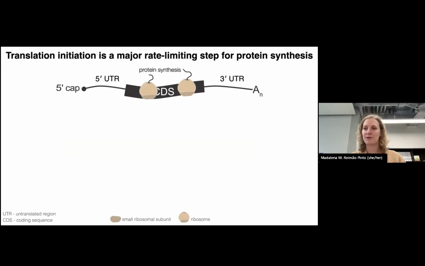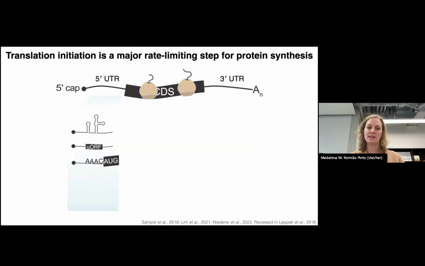If you look at translation from the perspective of an mRNA, there are several features that control translational output. But for translation to first start, the small ribosomal subunit must engage with the 5' cap and unidirectionally scan the 5' untranslated region, or UTR, until the ribosome engages with the first AUG for protein synthesis to take place. So initiation is a major rate-limiting step for protein synthesis and also a possible point of control for selective mRNA translation. And we've learned mostly from yeast and cell studies of features in this 5' UTR that can impact translation, such as hairpins, upstream open reading frames, or the Kozak sequence.